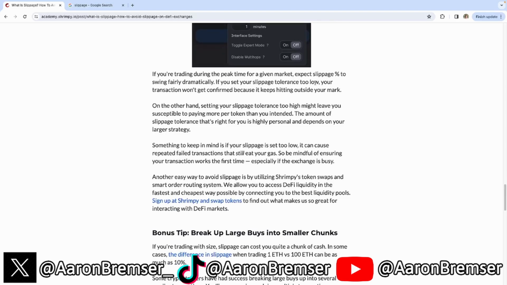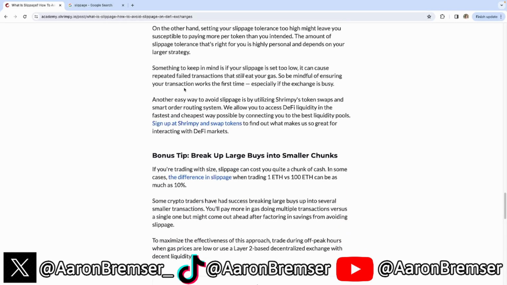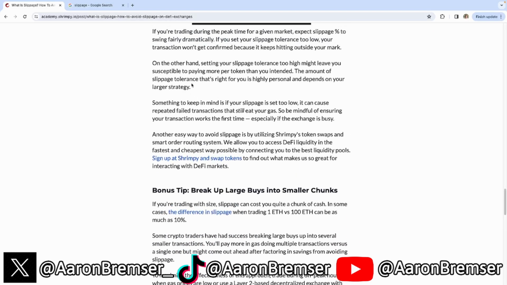If you set your slippage tolerance too low, your transaction won't get confirmed because the price keeps falling outside your mark. On the other hand, setting your slippage tolerance too high might leave you susceptible to paying more per token than you intended. The amount of slippage tolerance that's right for you is highly personal and depends on your larger strategy. Once again, you have to understand what you're dealing with in DeFi. Don't do anything stupid.